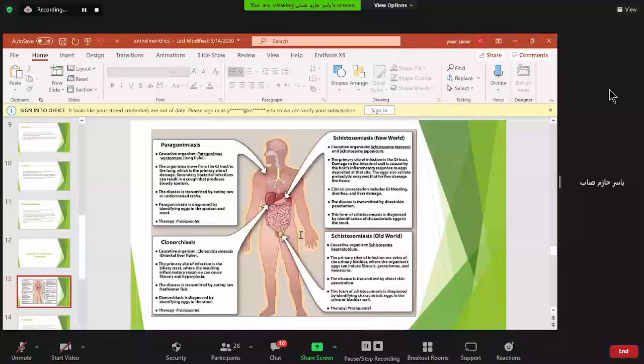الschistosomiasis أو الأولد وورلد، اللي مثل إيجيبت، مثل في بعض الأحيان الفريش ووتر contaminated، the fresh water old world. مثلا الكوزيف اورجانيزم في هاي الحالة هو Schistosoma haematobium. The primary site of infection بهاي الحالة هو the veins of the urinary bladder where the organism can induce fibrosis, granulomas, and hematuria. The disease is transmitted by direct skin penetration.